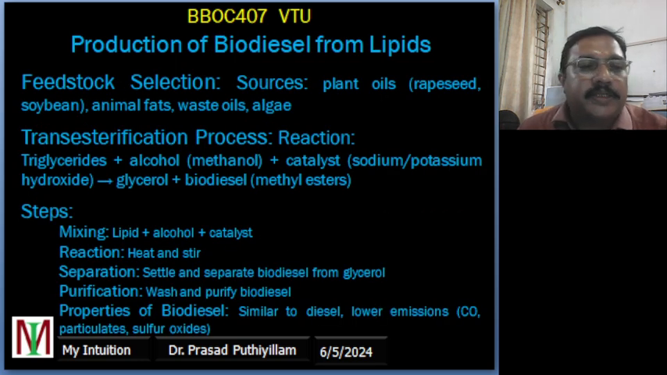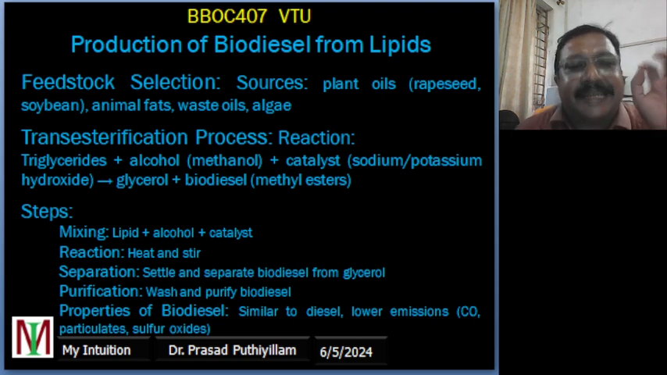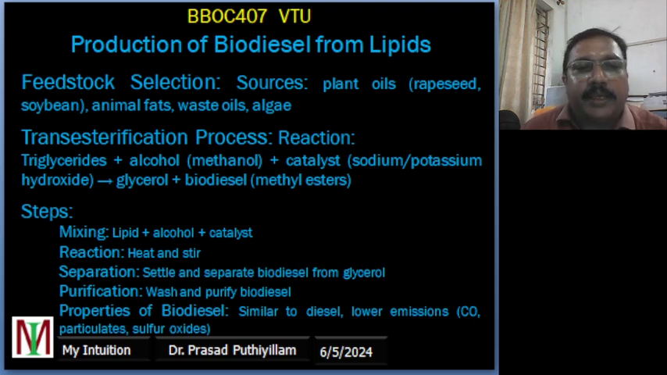Now, the production of biodiesel from lipids. First one is feedstock selection. The production of biodiesel primarily utilizes triglycerides, which are derived from plant oils such as rapeseed oil and soybean oil, or animal fats.